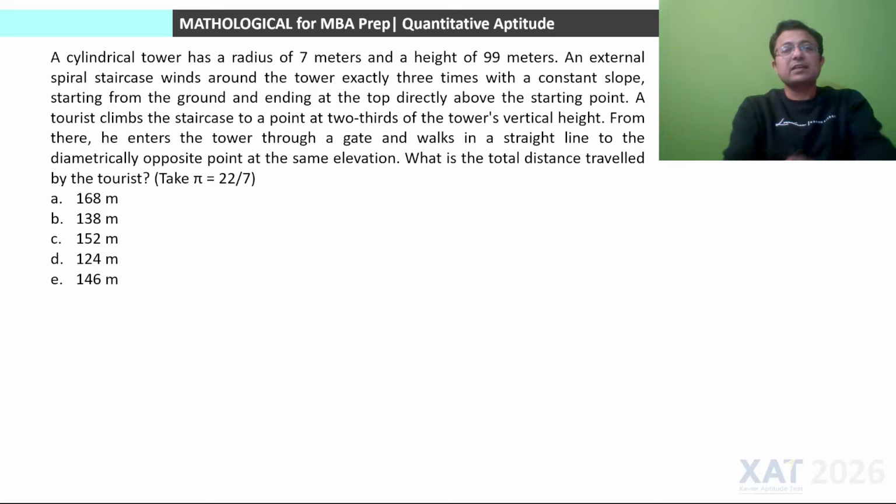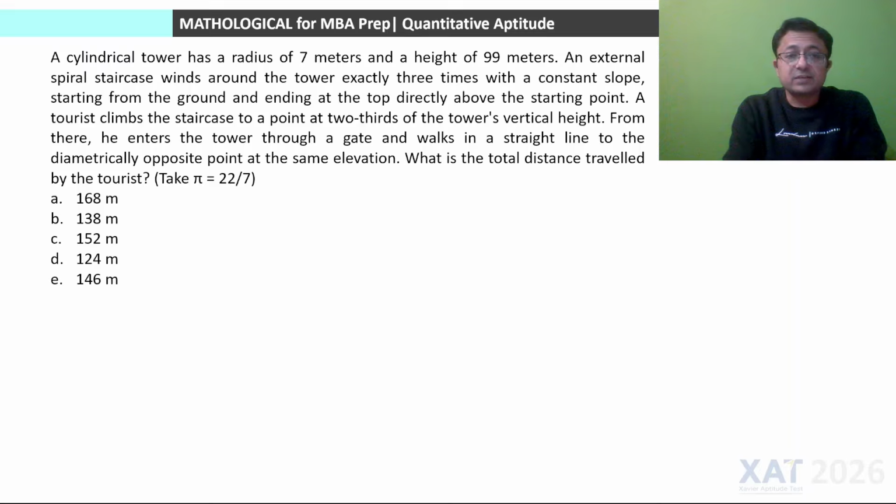Next one, a cylindrical tower has a radius of 7 meters and height of 99 meters. An external spiral staircase winds around the tower exactly 3 times with a constant slope, starting from the ground and ending at the top directly above the starting point. यानी कि जहां से स्टार्ट हुआ, at the same point it is ending at the top, and it is a spiral staircase है, and that is winding around the tower exactly 3 times.